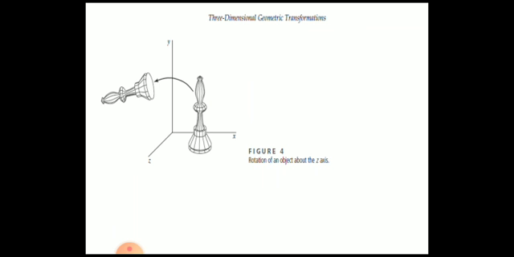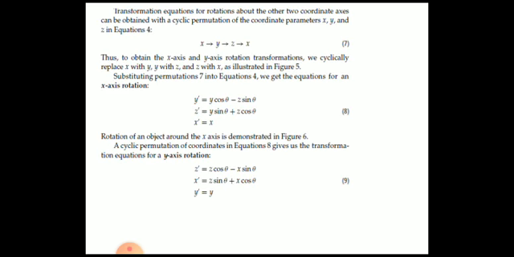Right? This is how we can illustrate the rotation of an object about the z-axis, where the z value of a point does not change, whereas the x and y values would change to x dash and y dash. Z dash is again equal to z.